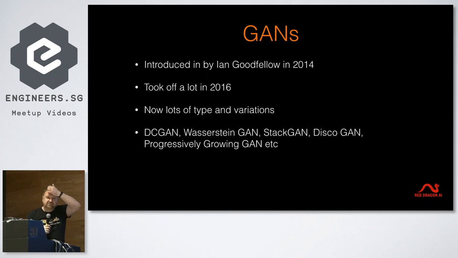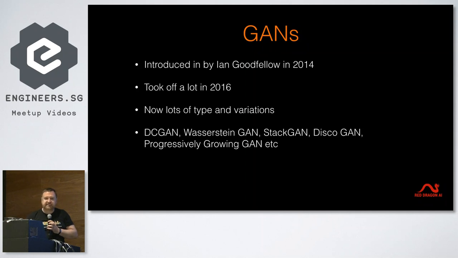So they were originally introduced in 2014 by Ian Goodfellow, who's now a researcher at Google Brain. It took off a lot in 2016 and also 2017. I actually gave a talk about GANs about a year ago here at Google. At that stage, a lot of the stuff was still very new. And certainly in the past year and a half to 2 years, we've seen lots of types of GANs, lots of variations of GANs.